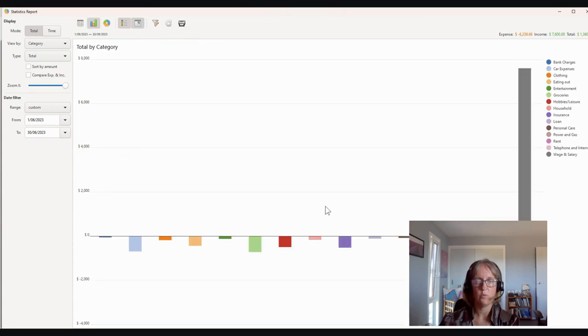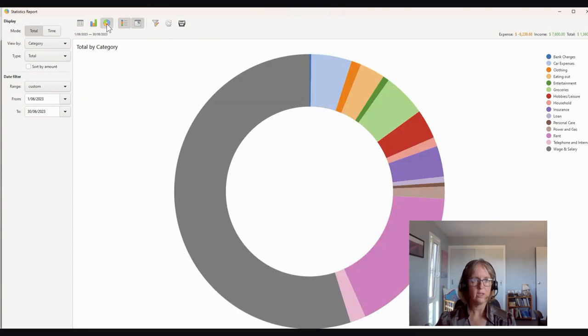Then we can look at this in a different way. We can look at it as a chart, and if we hover over, we can see rent obviously is our biggest expense. Everything below the line is what we're spending. Everything above the line is our income. We can do it as a pie chart, or a donut chart, which is really helpful.